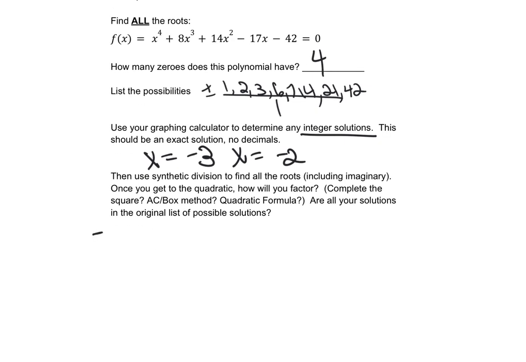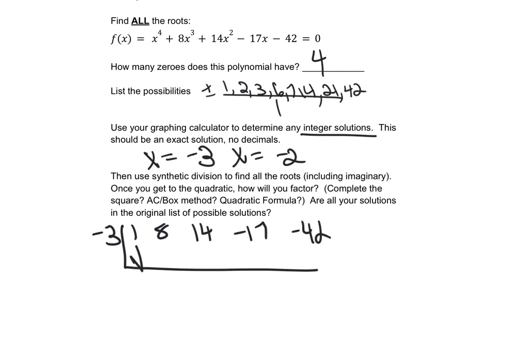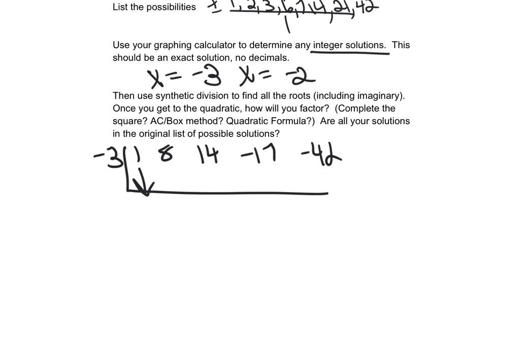So we're going to take that -3 here on the outside and synthetically divide. So I'm going to have 1, 8, 14, -17, -42. And again, it does not matter which one you synthetically divided by first. Drop it down, multiply and add, multiply and add, multiply and add, multiply and add. And again, that 0 remainder is what we're looking for.